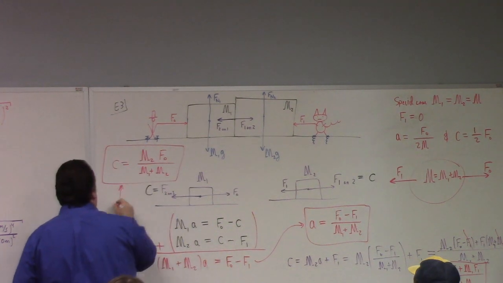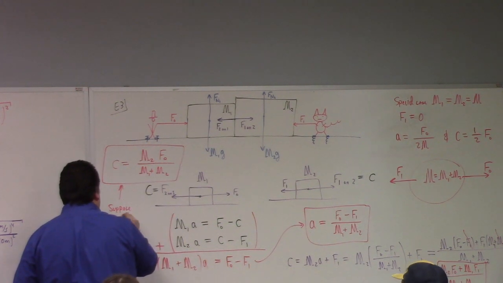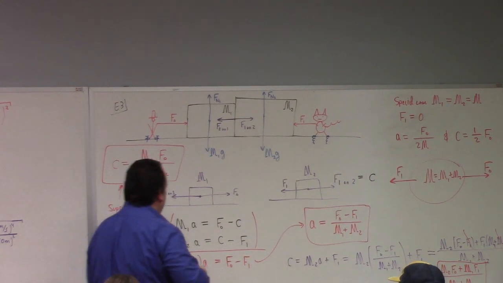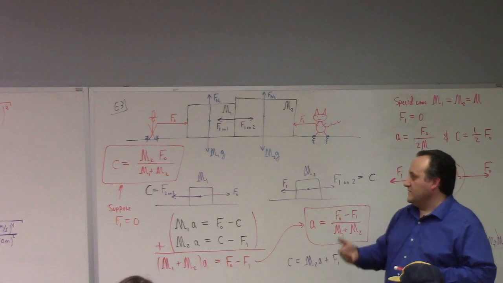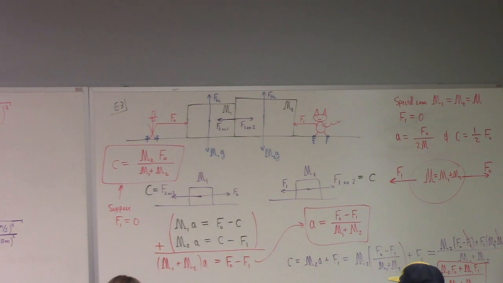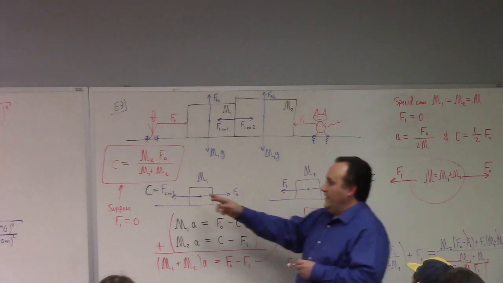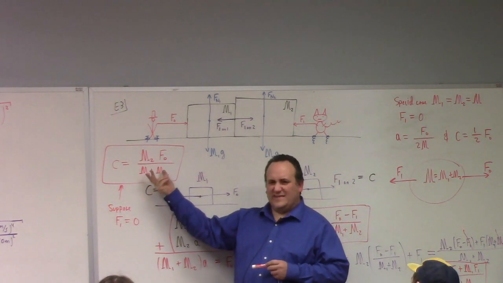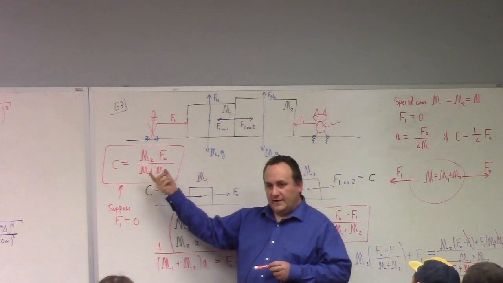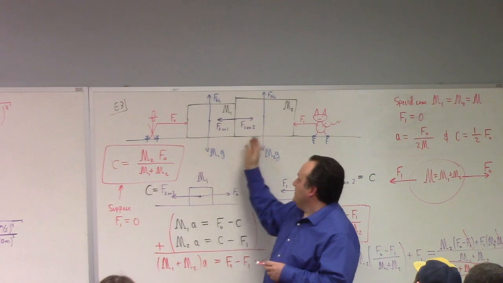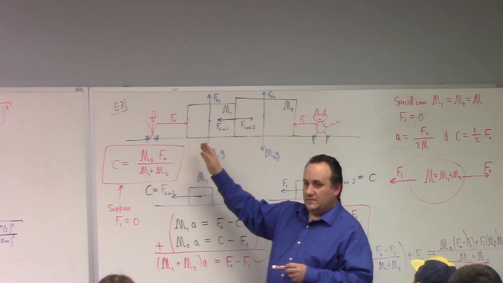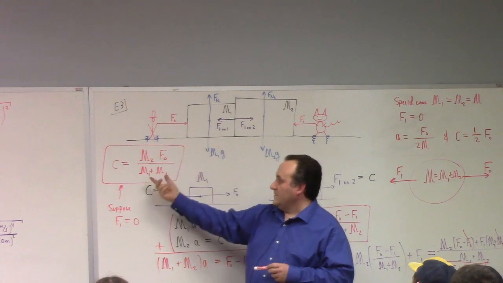Suppose F1 equals 0 for the sake of discussion. What happens when the mass of 1 is much smaller than the mass of 2? Most of the force goes on, the contact force is almost the same as F naught. If M1 is super small compared to M2, this just essentially is F naught. On the other hand, if the mass of 2 is much smaller compared to the mass of 1, then the contact force is very small, comparatively speaking.